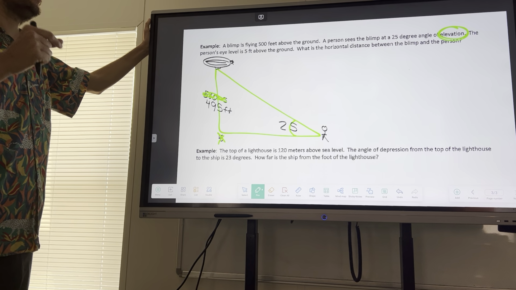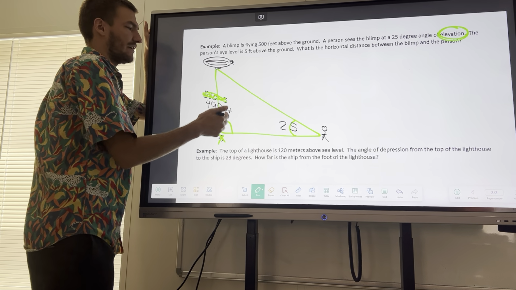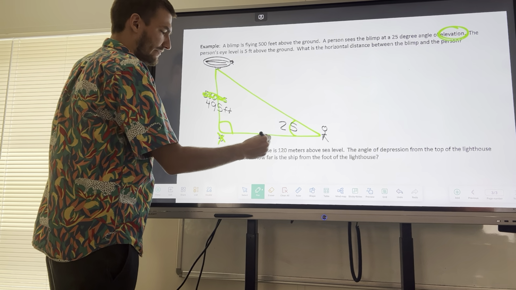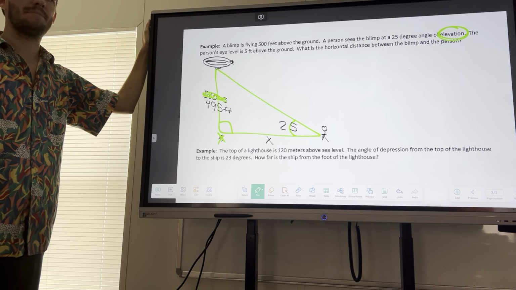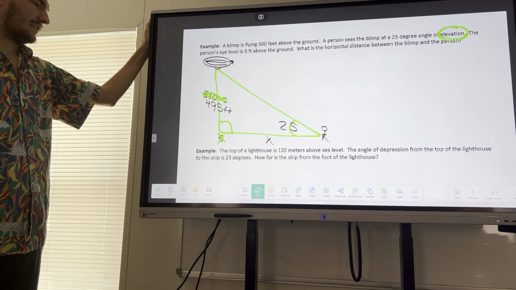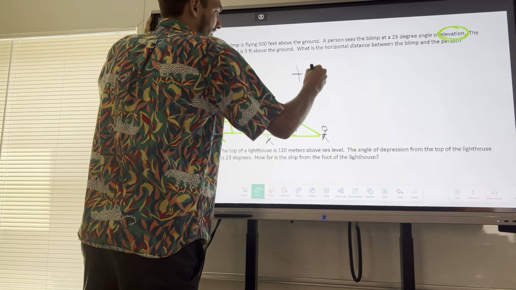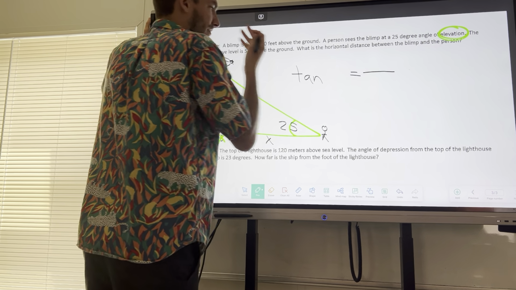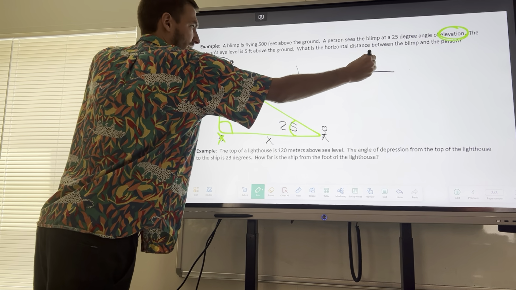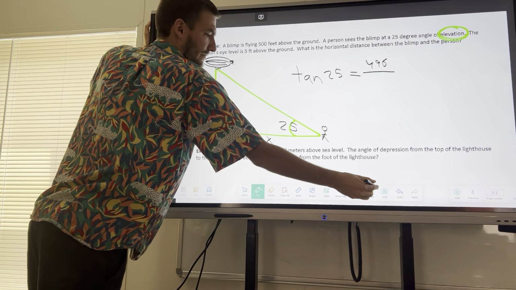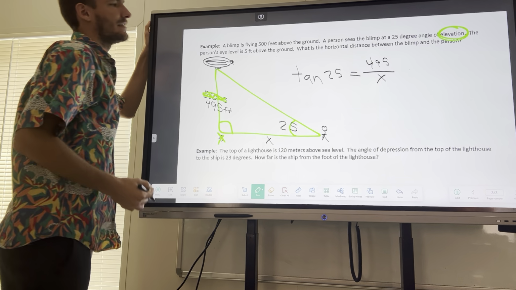What is the horizontal distance between the blimp and the person? Okay, that tells me that we should be looking for the horizontal distance. That's obvious. That's going to be this one down here. Really quick now, give me a SOHCAHTOA. Let's calculate it and be done. I think this is tangent again, opposite, adjacent. Tangent of blank equals fraction blank over blank. What's the angle going with tangent? 25. What's the opposite? 495. And then what is the adjacent? X.